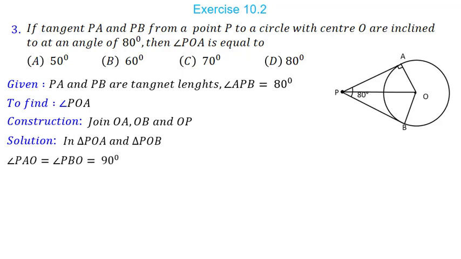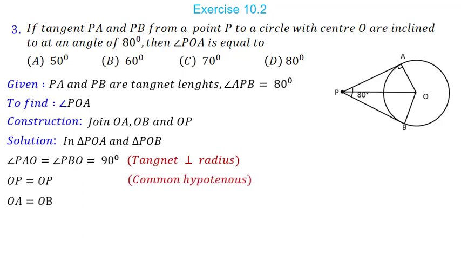We prove them congruent. So for that, angle PAO is equals to angle PBO. Each is 90 degree as tangent is perpendicular to radius. OP is equals to OP. This is common tangent. And OA is equals to OB. They are the radii of same circle. So therefore, triangle POA is congruent to triangle POB by RHS.